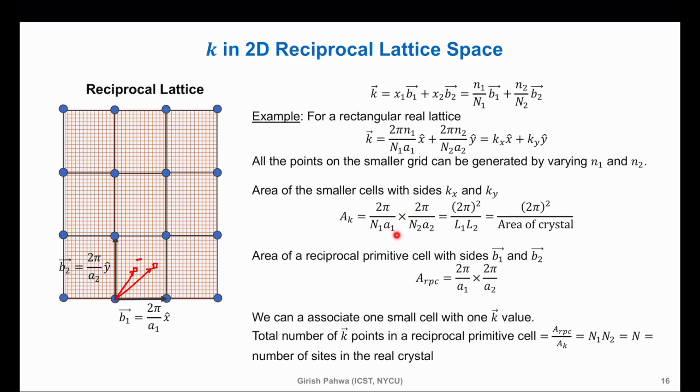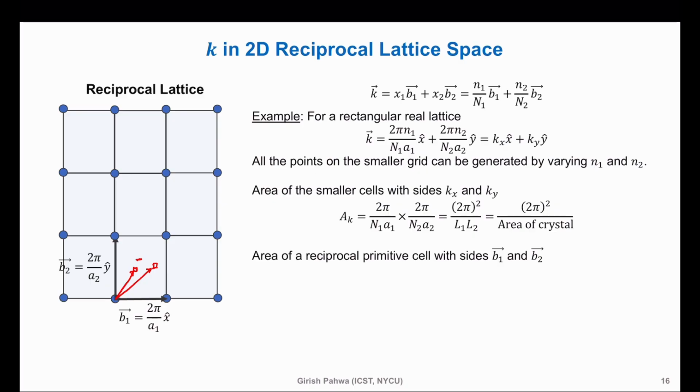N1 a1 and N2 a2, you can also write it as L1 and L2 as we saw. L1 and L2 are, in the real lattice, the x direction as N1 a1 and the y direction as N2 a2. So L1 into L2 will obviously be the area of the actual crystal, the real lattice. So area of the crystal. And we know that this is 2 pi by a1 and 2 pi by a2, the area of the bigger one.